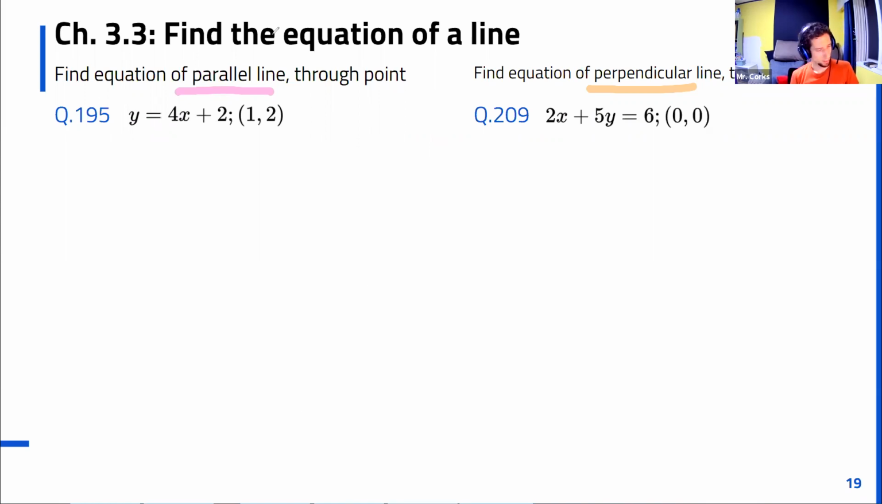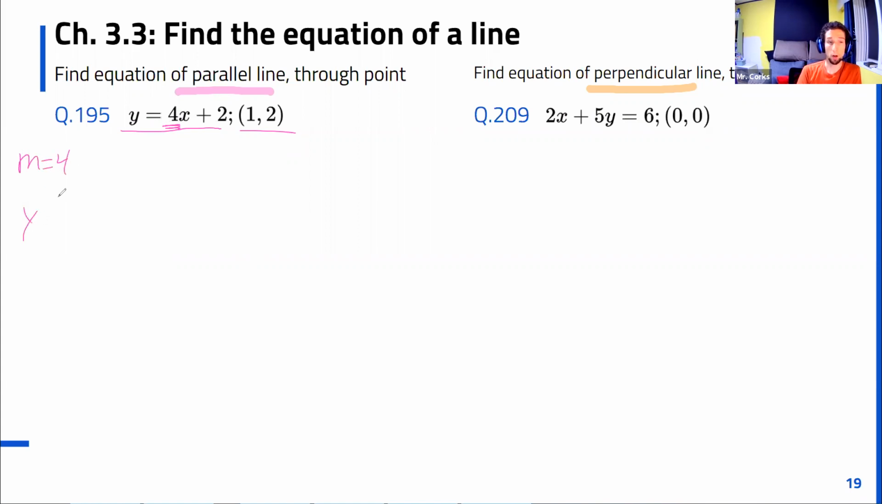All right, let's try these out. On the left here, parallel lines. So we have this original equation. We want a parallel line going through this point. What's the first thing we're going to do? The slope should be the same. Okay, so we have to remember that parallel lines have the same slopes. The slope in the original one is 4, so m is 4.